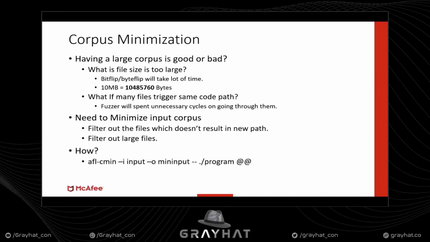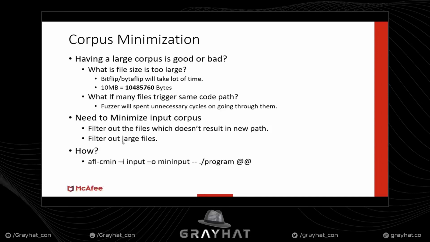So if you want to fuzz, then make sure that you provide an input seed corpus which contains files of small size. AFL recommends that you use an input seed corpus where files are less than 1 MB. Also, if there are certain files which trigger the same code path, then you need to filter them out. Otherwise, the fuzzer will spend unnecessary cycles going through the same path again and again.